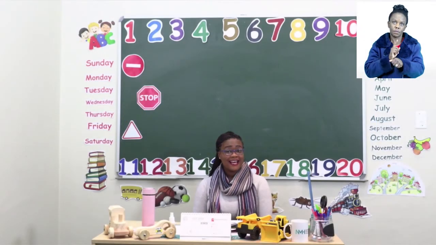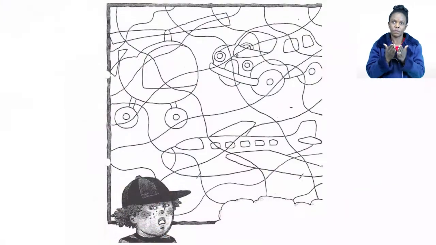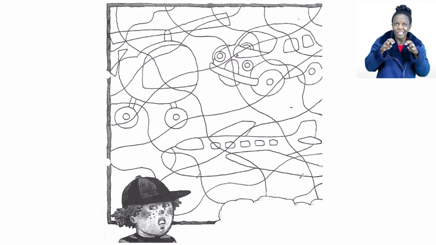Our first exercise is on page 7. Here we can see that there is a boy who needs our help. He seems a little confused. So we are going to help him to find the car, the helicopter, and the aeroplane. I want you to use your eyes and point to the car.